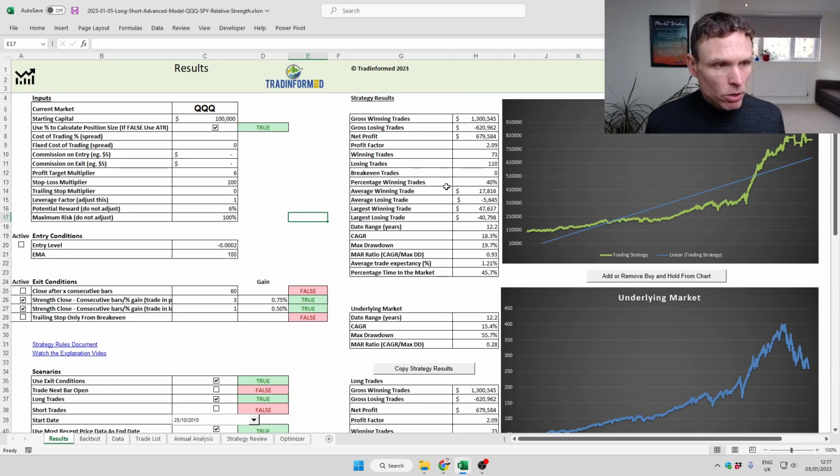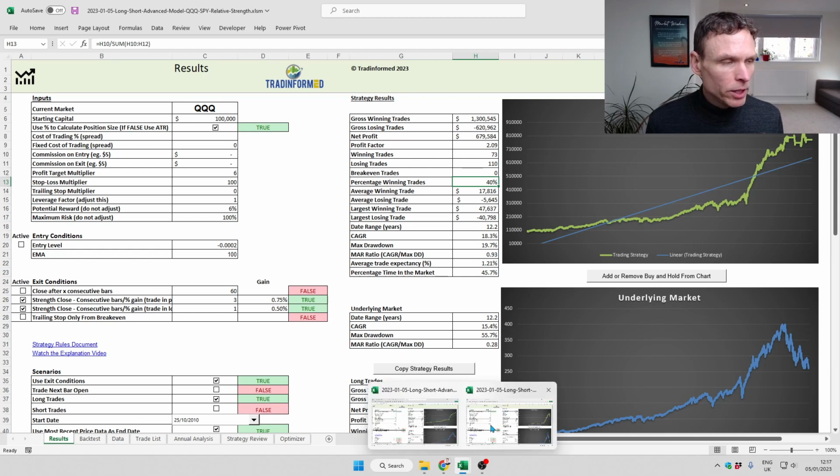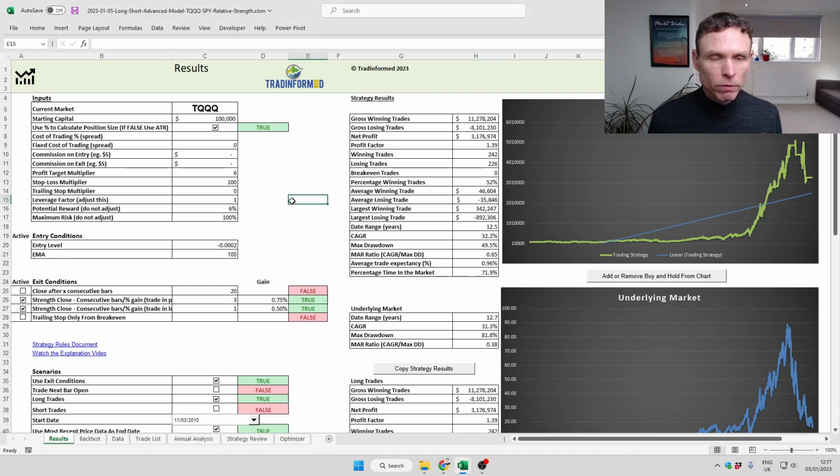Okay, so there's the Qs. We've got 40% winning trades, average trade expectancy 1.2%, and a MAR ratio of 0.93. So pretty decent results over the last 12 years. Now let's compare it with the leveraged version, which I have here already loaded for you.